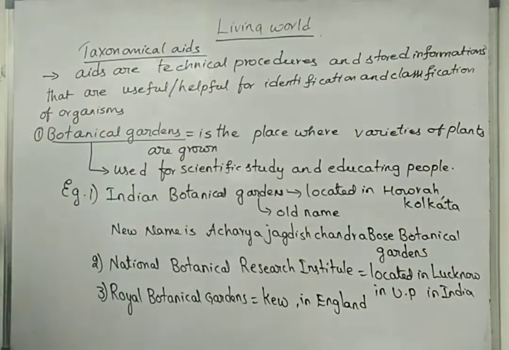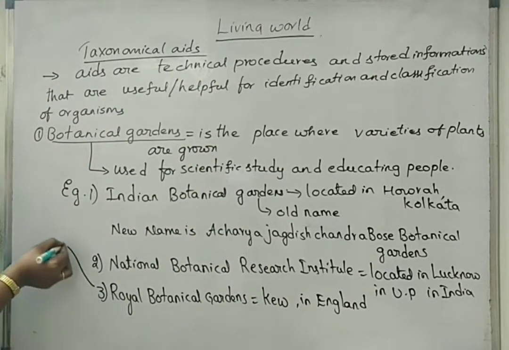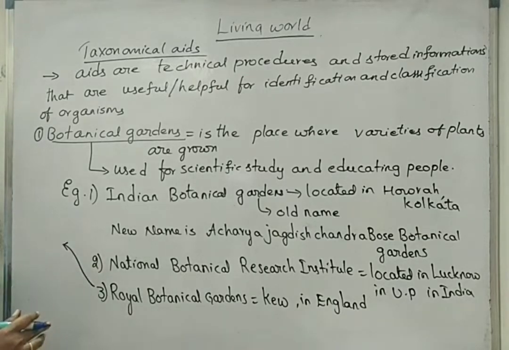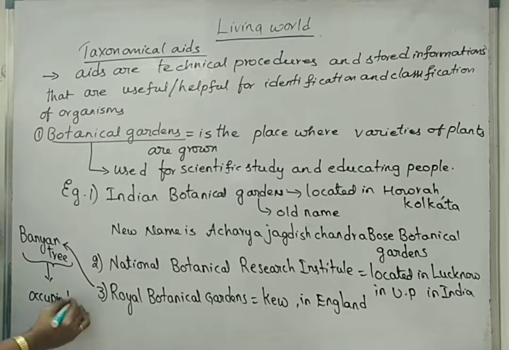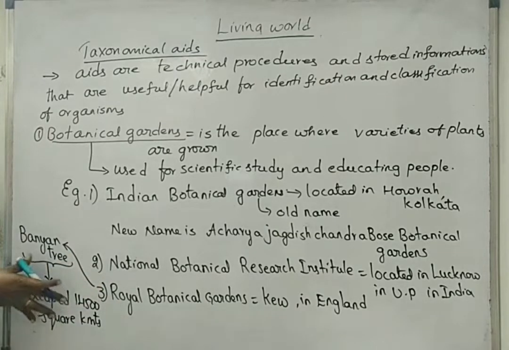Many famous plants are grown here. Here, plants have become famous because of their expansion over some particular geographical area. Suppose, take the banyan tree. In Royal Botanical Gardens, it occupied nearly 14,500 square kilometers of area. So it has become popular.